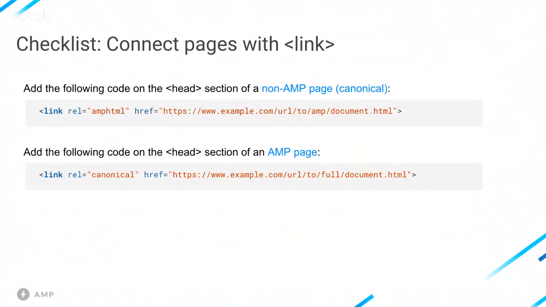And before I forget, I want to mention something that's really important when you are building your AMP pages. Please make sure that you link your AMP pages with your canonical or non-AMP pages. This is a common mistake that many publishers make. Don't forget to copy paste the first code on the header section of your non-AMP pages. And then the second code, you want to copy paste on the head section of the AMP pages.